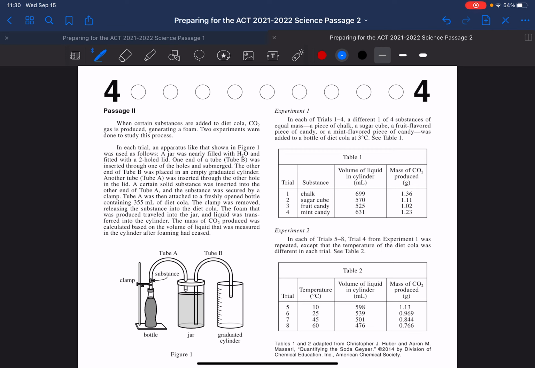2021-2022, the science section. Here we're looking at passage number 2. If there's a particular question in this passage, you can just jump to that chapter section and look at just that solution for that question.